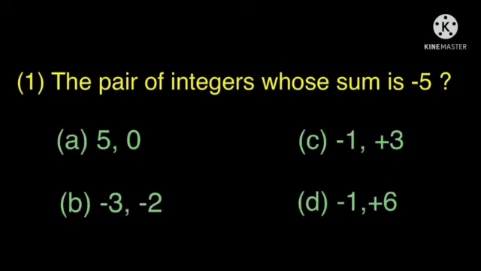The pair of integers whose sum is minus 5. Here minus 5 is a negative number, means the answer also we have to get minus 5. Okay, here if we add two integers and we get minus 5, that will be the correct answer. For each question I will give you 10 seconds to think.